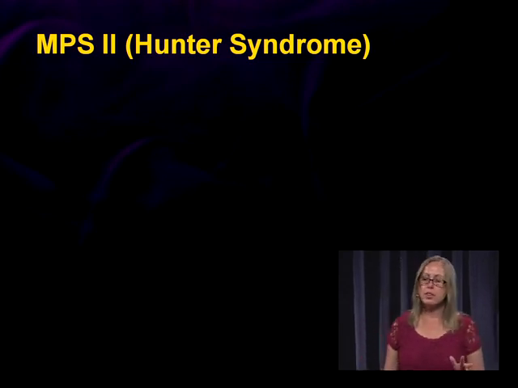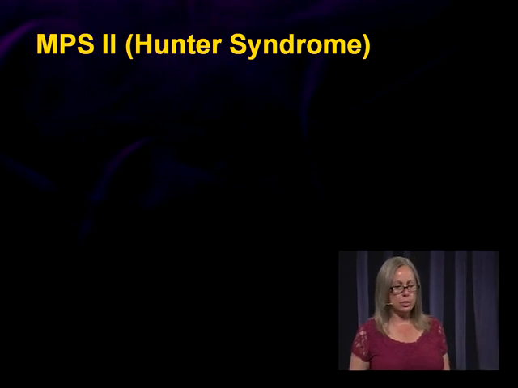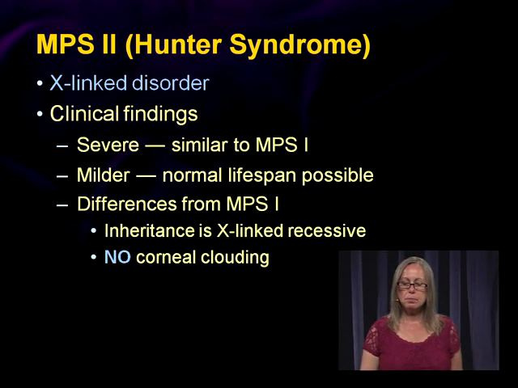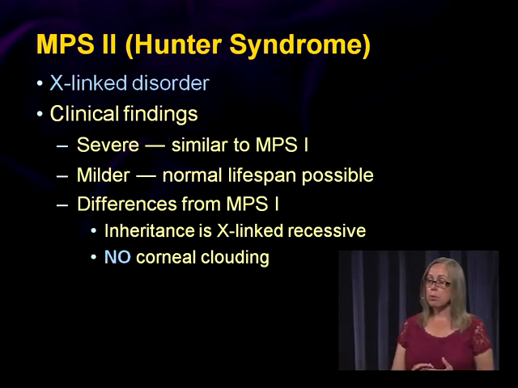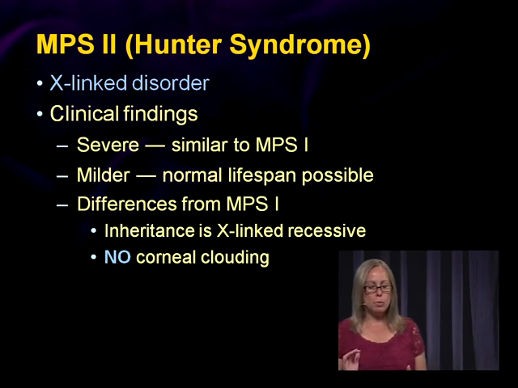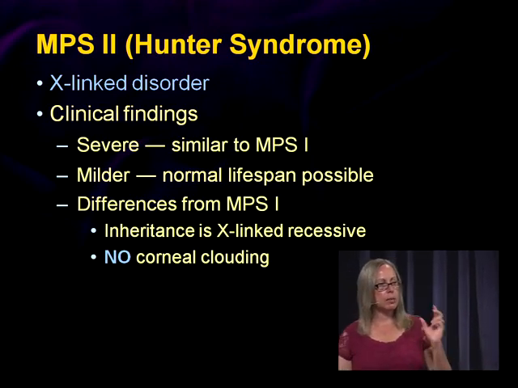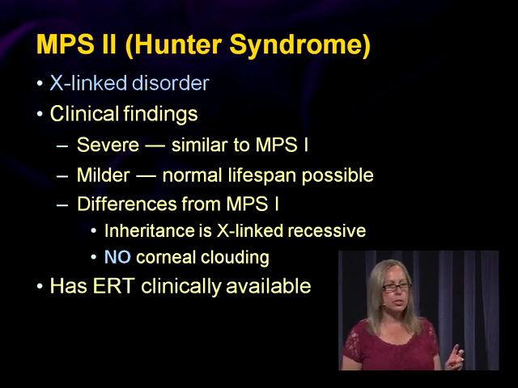MPS 2 is Hunter syndrome, which looks very much like Hurler syndrome, except this one is X-linked. Severe looks similar to MPS type 1. A more mild version is out there that has a normal lifespan. And the other difference between MPS 1 and MPS 2 is not only mode of inheritance, but MPS 2 does not have the corneal clouding. And this one also has enzyme replacement.